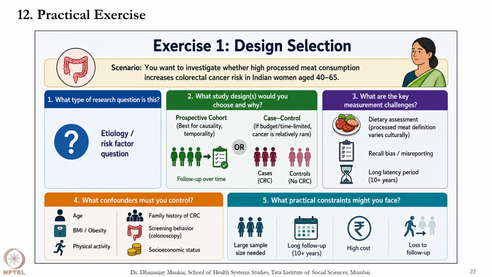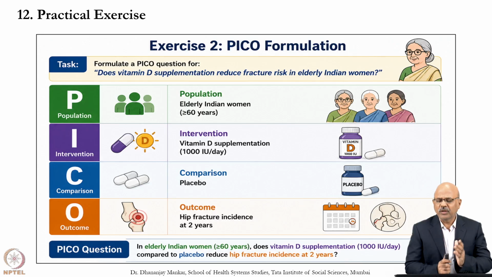What practical constraints must be considered? A large sample size is needed. Long follow-up, 10 years, not only a few days. High cost and loss to follow-up are also very important. This is also one very important exercise on PICO formulation. Here the question is, does vitamin D supplementation reduce fracture risk in elderly Indian women? No doubt it is giving you, and the PICO question is very right. You can understand how the population, intervention, comparison and outcome are very important over here for this study.